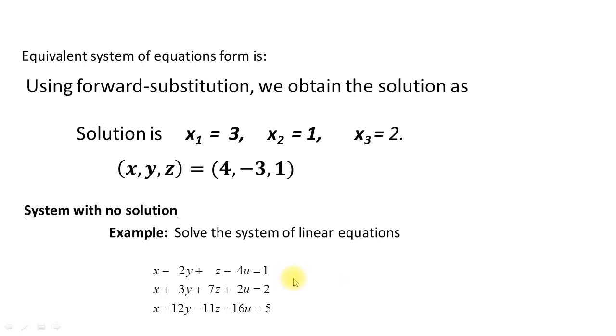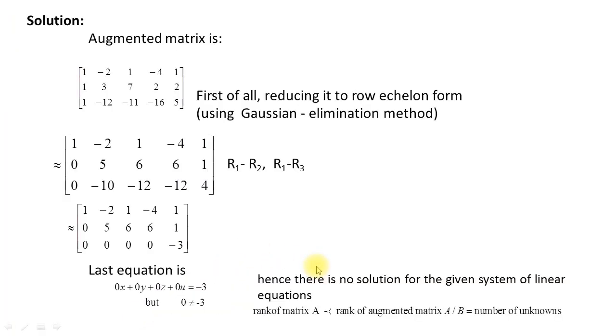To solve this system by the Gauss-Jordan elimination method, first of all we work up to echelon form. Working up to echelon form means first of all using the Gaussian elimination method, which converts the augmented matrix of this system to echelon form. This is the augmented matrix of the given system. So first of all we reduce this to echelon form using the Gaussian elimination method.